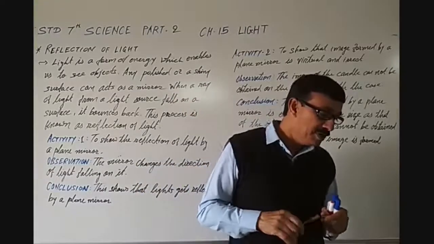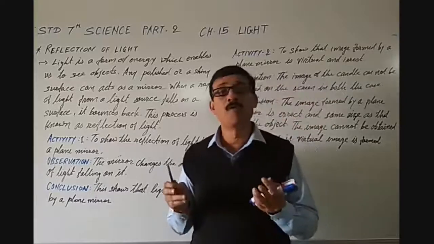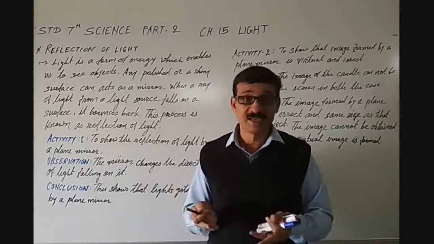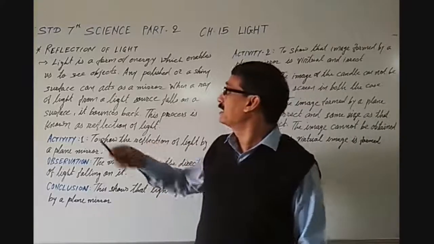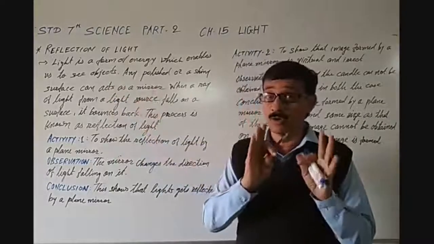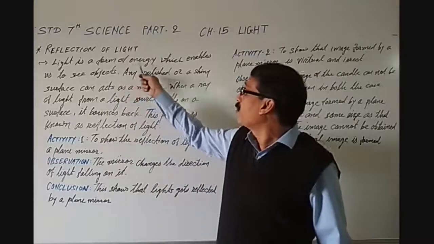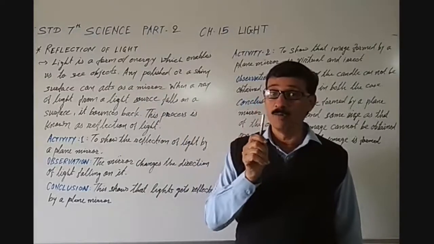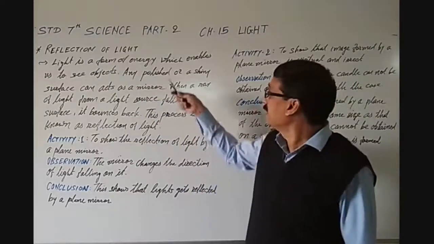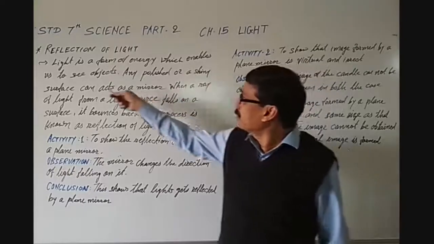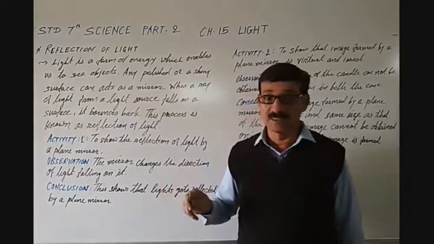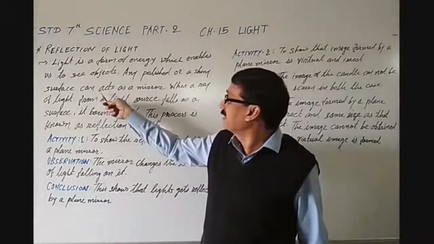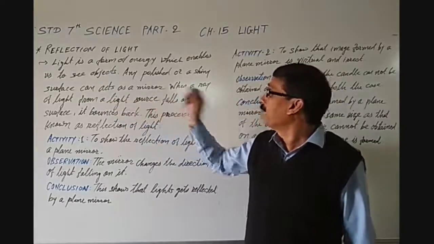Then we discussed the reflection of objects in the water and on a shining surface, isn't it? And we discussed, for your knowledge, that light is a form of energy which enables us to see objects. Any polished or shiny surface can act as a mirror.